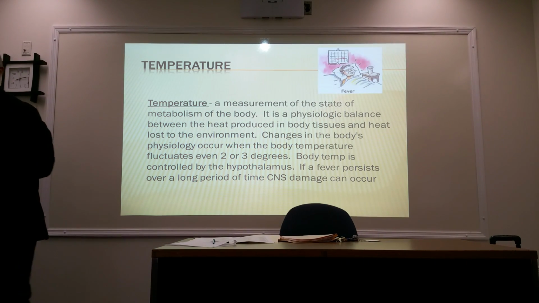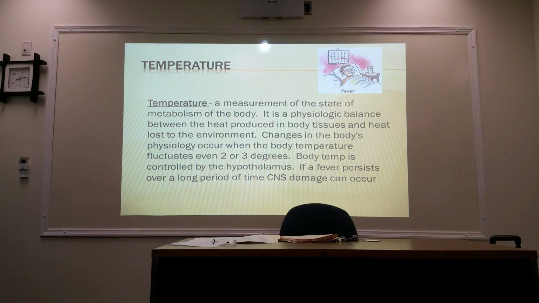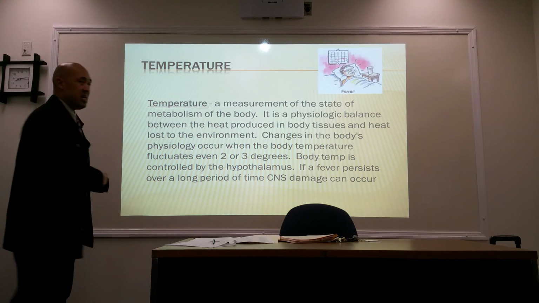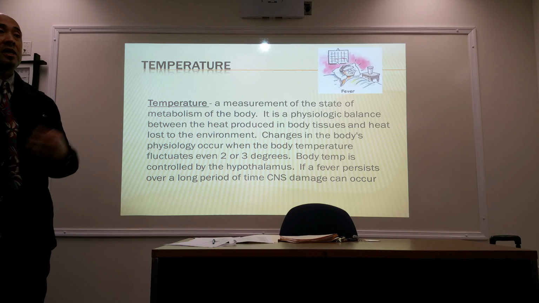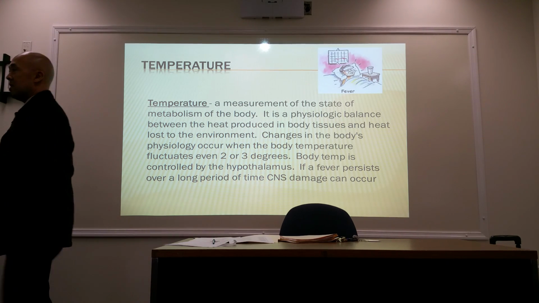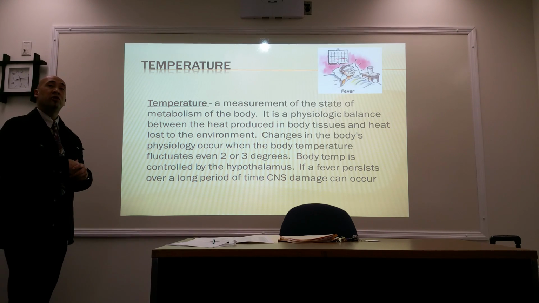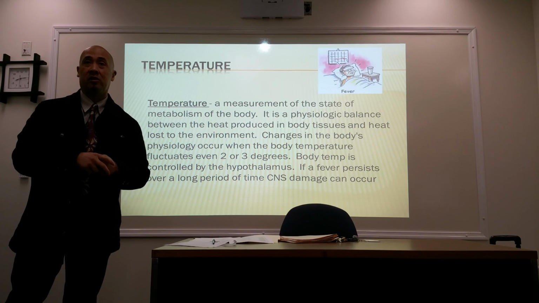The first one we're going to be talking about here is temperature. Basically, temperature is your core heat involving metabolism. So it is a measurement of the state of metabolism of your body. It is a physiologic balance between outside environments and your inside environment. Even changes of 2 to 3 degrees can be, again, very substantial and very critical.